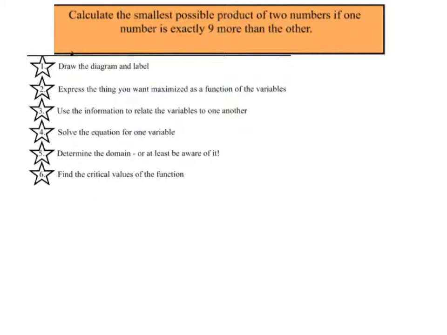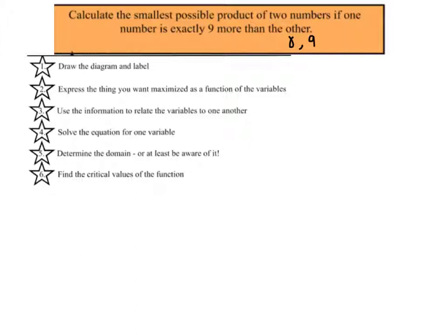Okay, I want to do one more here. We're going to calculate the smallest possible product of two numbers if one number is exactly 9 more than the other. Well, this is always kind of a fun problem, because people look at it and say, well, why don't I just pick 0 and 9? Because their product is 0.